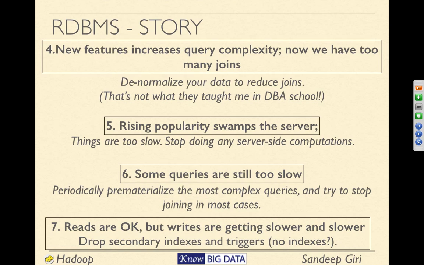So you see that you are, one by one, ceasing to use the features provided by the database. Now you have even stopped using triggers and stored procedures. After some time, some queries will still be slow. In those cases, what you will do is pre-materialize, meaning pre-compute the results and put them in the data, so that you don't have to do these computations.